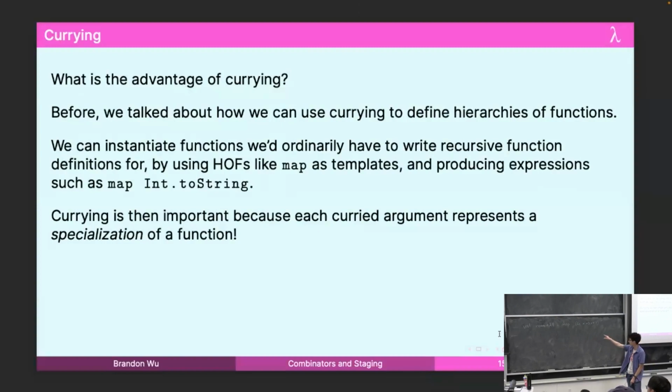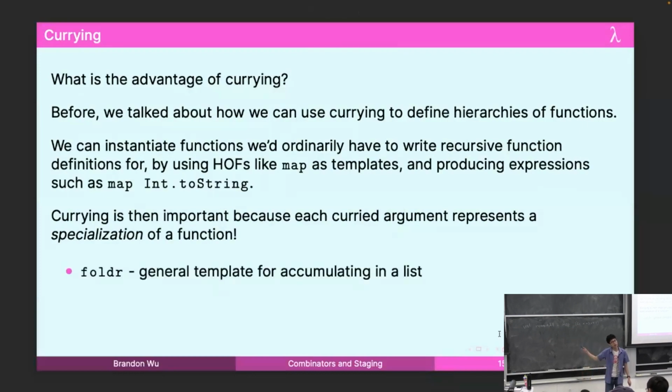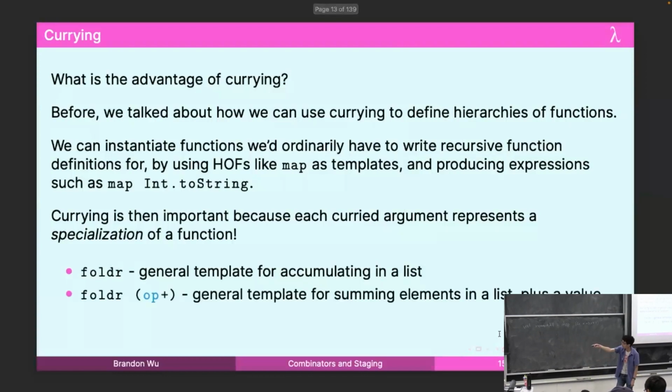Same way you could write the source anywhere you wanted, I could write incrementAll recursively if I wanted. That pattern, that template of a function, is captured by the map higher order function. So I want to kind of beat this idea into your head that currying is important because it's like specialization. We have foldr, which is a template for accumulating in a list, for summarizing the data. Foldr op plus is a template for summing elements in a list, but you can give it a starting value.